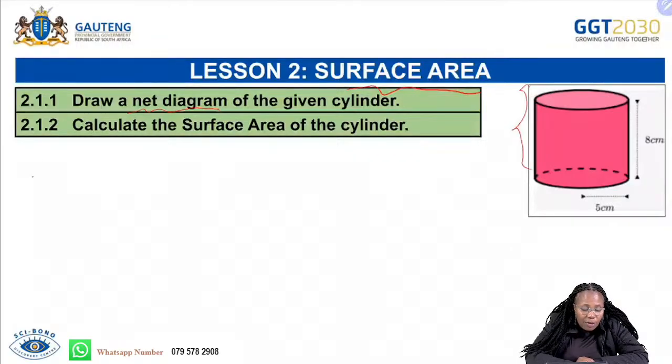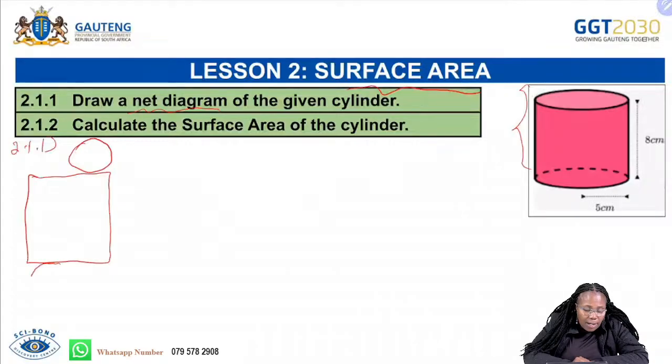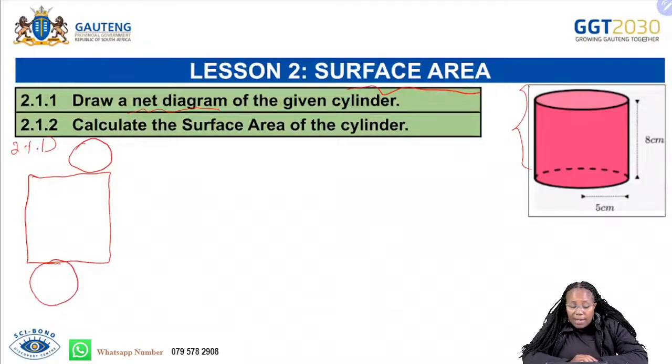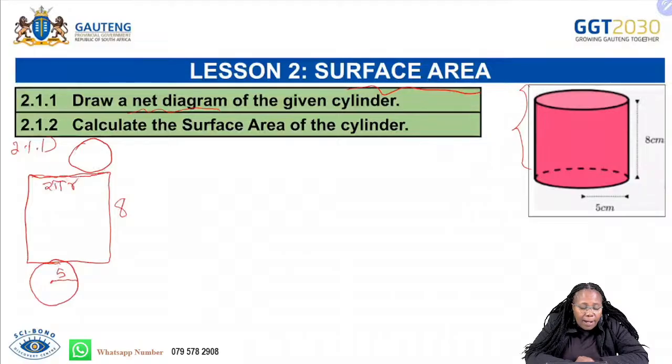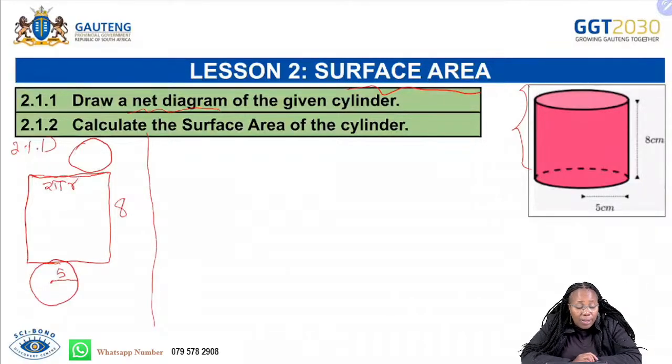Since it's a cylinder, you'll have the middle part, and then the circle, and another circle there, okay? And the height of this container is 8 centimeters, and the radius is 5 centimeters. And the other side, remember this side is the circumference, that means it's the 2 pi r side, okay? And then now we are done with drawing the net diagram. You'll have 1 mark for the net diagram.